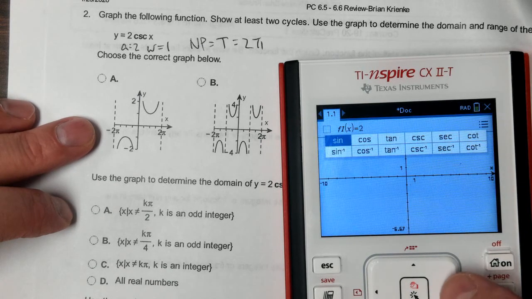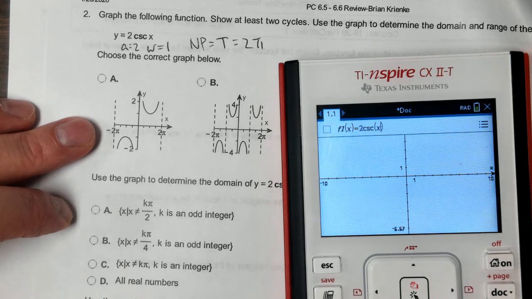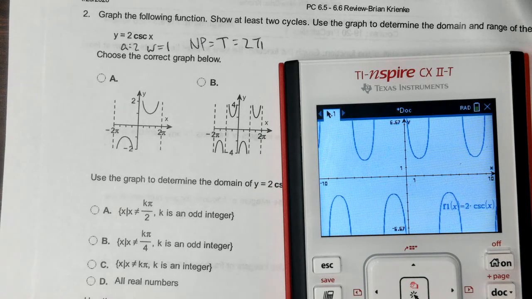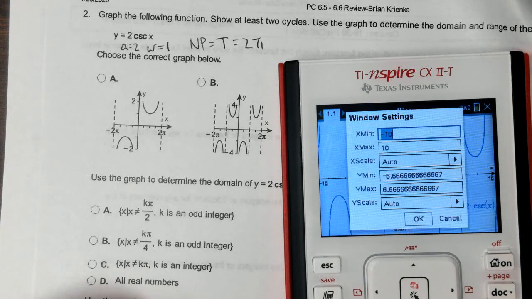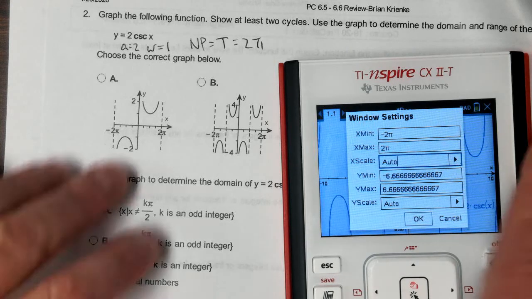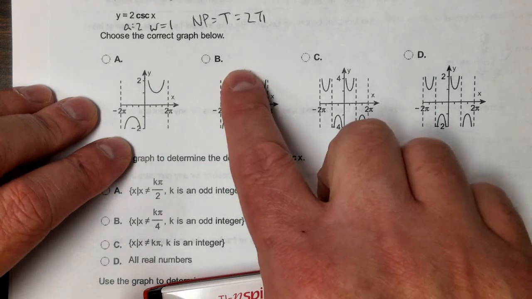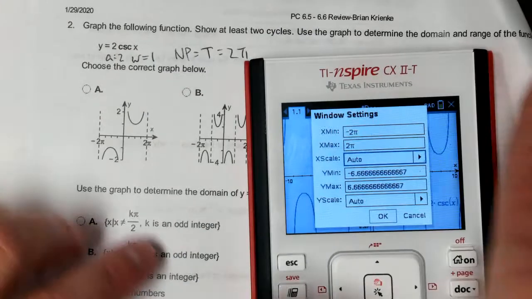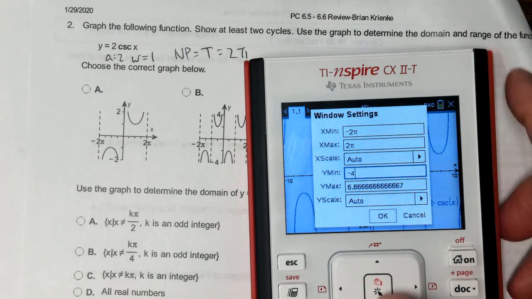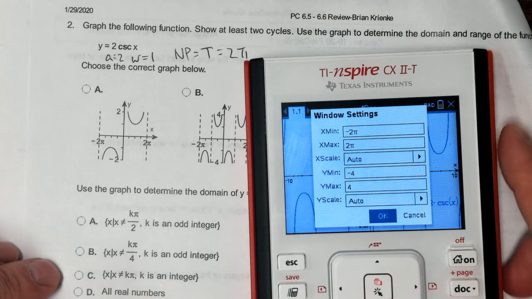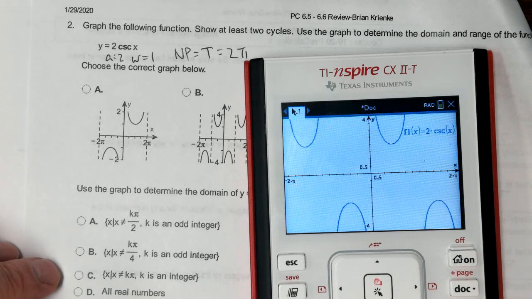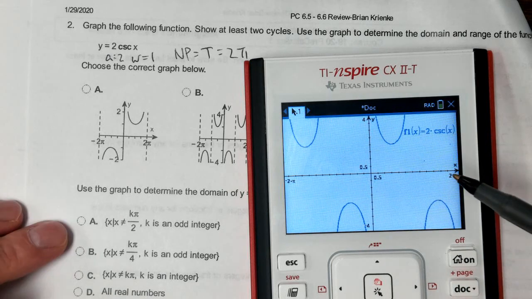2 cosecant x. Okay, so we want a window from negative 2 pi to positive 2 pi. Now, some of these say from negative 2 to 2, and some of these say from negative 4 to 4. So I'm going to put negative 4 to 4, and then I might change it. Okay, so this is the one from negative 4 to 4.